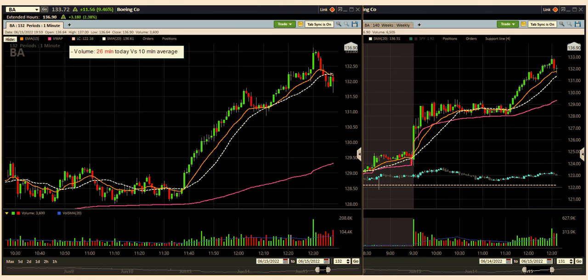And the nice thing about it is it consolidated in a very narrow range, right? Even though the market was moving down here. So this relative strength is very strong. And this is Boeing, okay, BA. It has 26 million shares traded. There is news with this stock, okay.